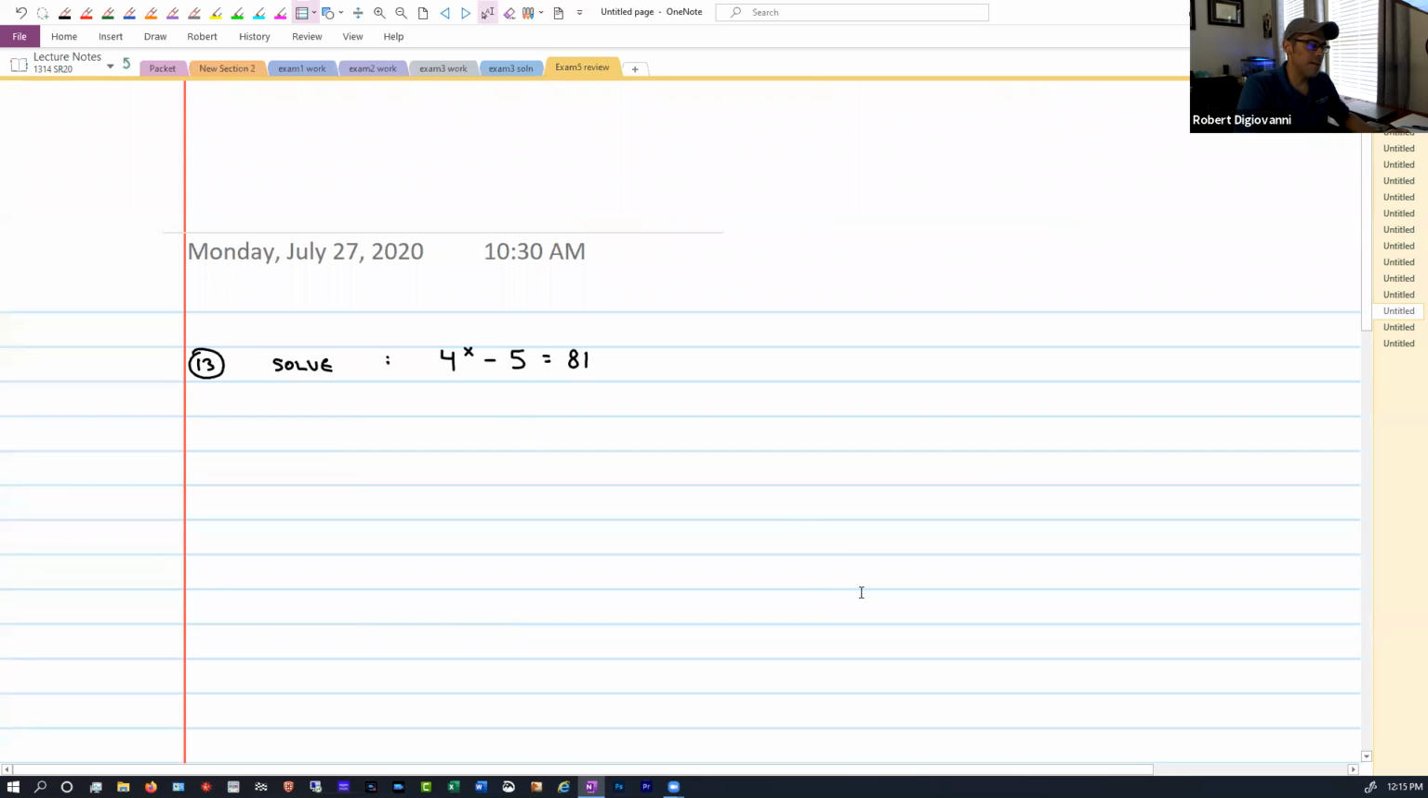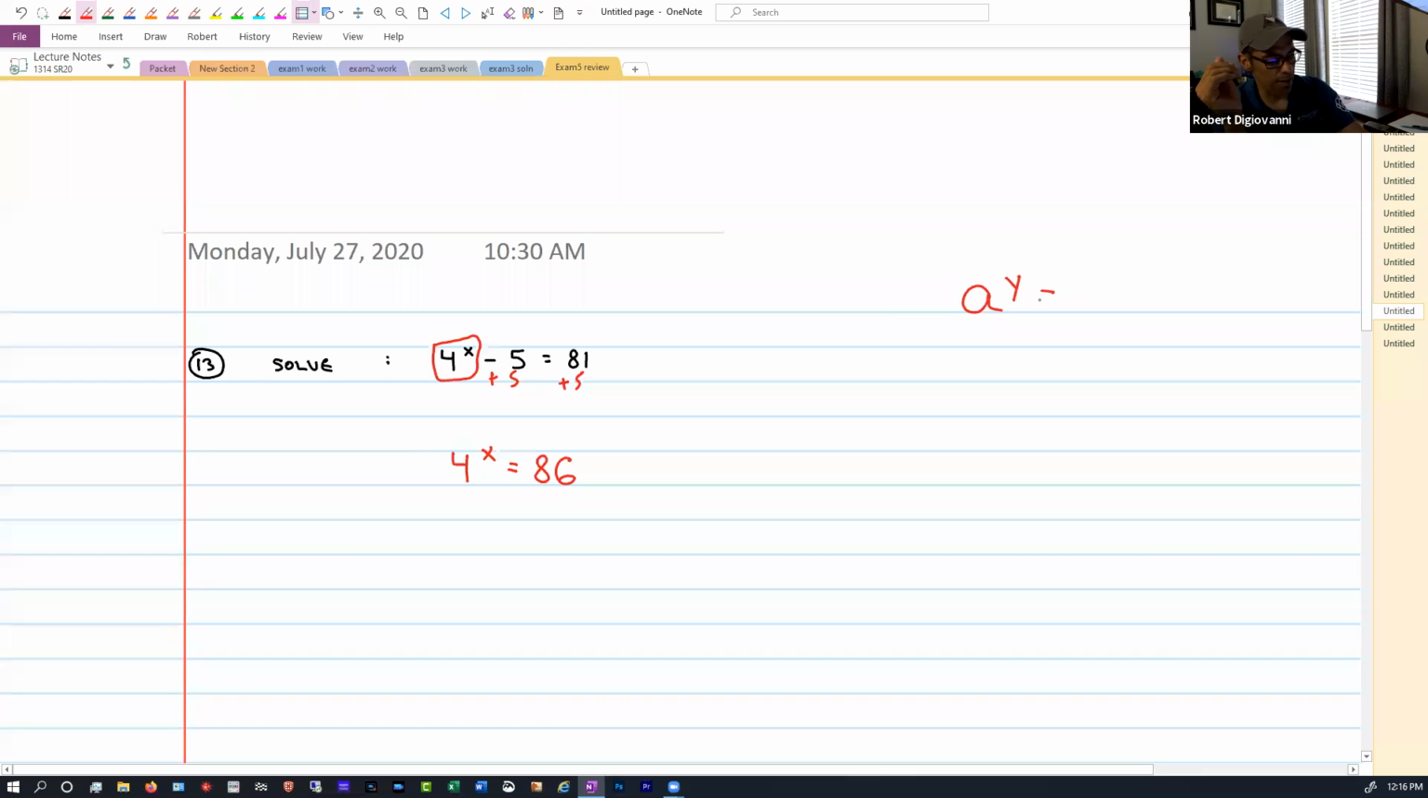It's almost the same problem, except that you have the 4 raised to the X. So you've got that thing that looks like this, A to the Y, but you have this minus 5 there. So we want to get rid of that. We want to just add 5 first. So there's one step we kind of have to do before we continue. Add 5 to both sides, we get 86.